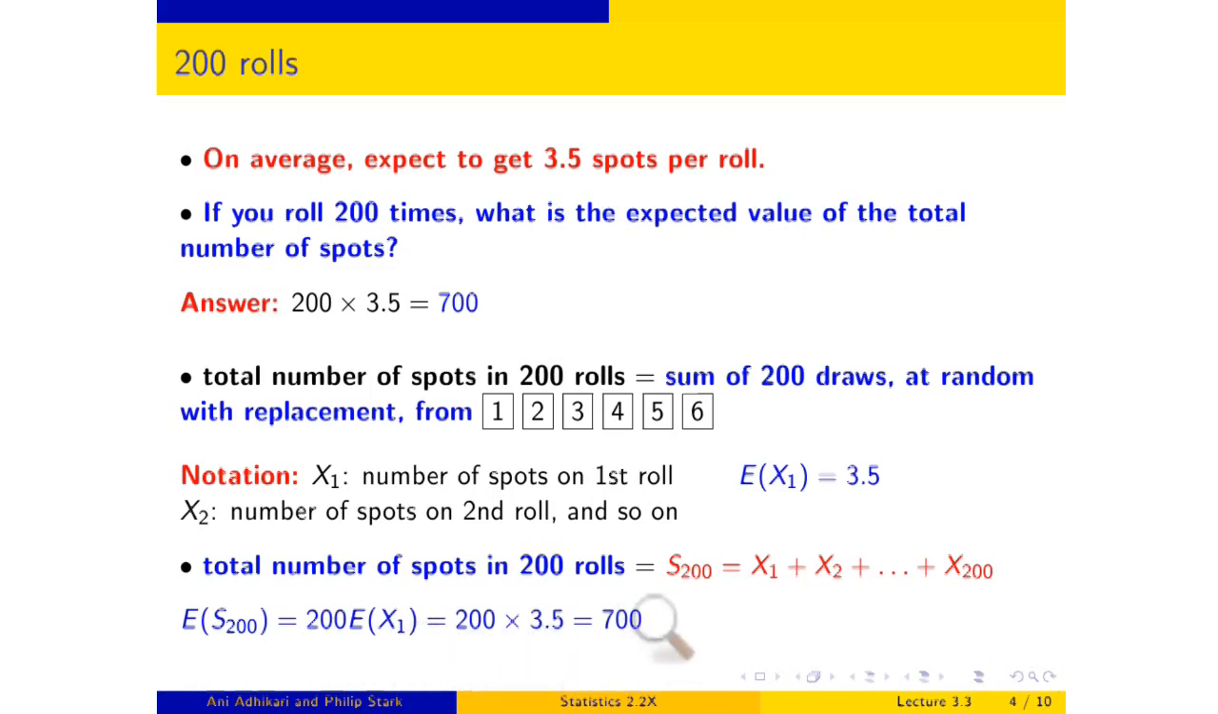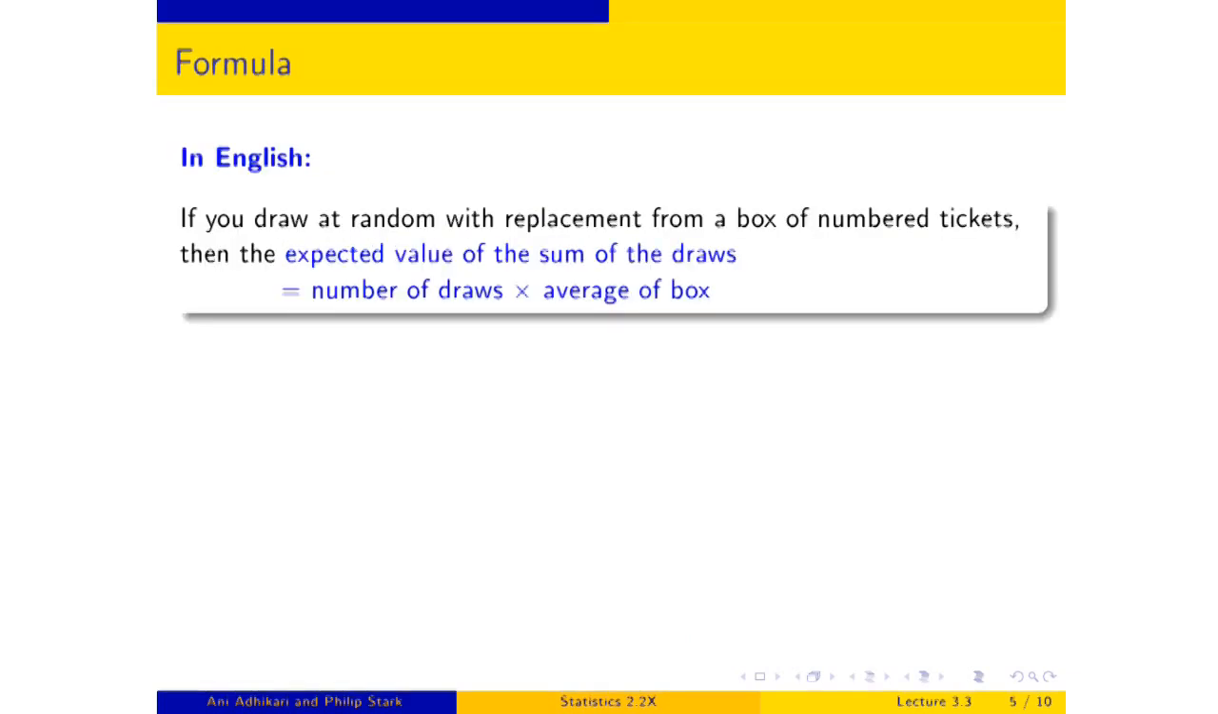So this is saying very formally what we wrote down with little discussion up here. And so while we're being formal, let's write down a formula. And as always, in Stat 2x, we try to write down formulas in two languages, first in English. So you draw at random with replacement from a box of tickets. Then the expected value of the sum of the draws is, take the average of the box, that's what you expect to get per single draw, and multiply by the number of draws you have.